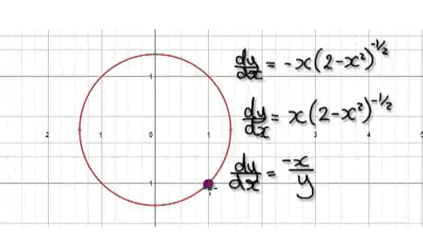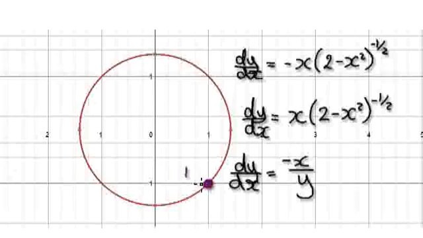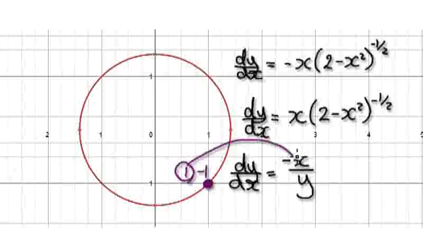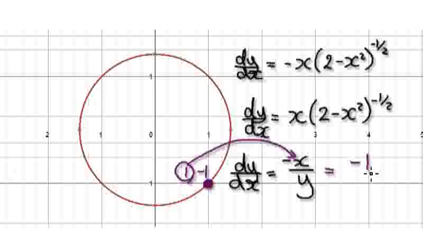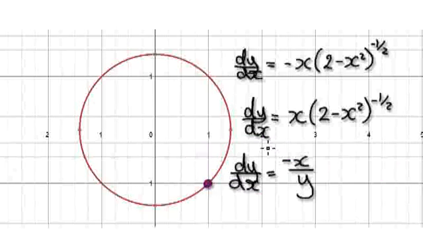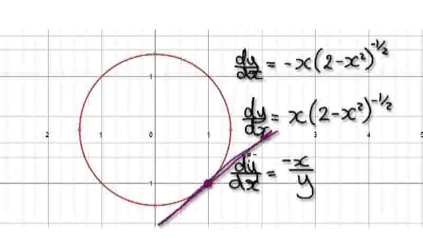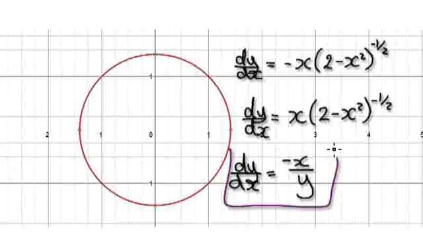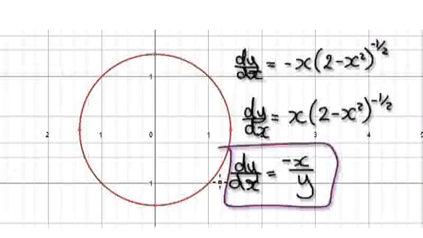If you want to find out the gradient at this point here, the x here is 1, the y here is negative 1. Okay, if you put this into here, that would give you minus 1. Put this into the y here, that would give you minus 1. So minus 1 divided by minus 1 is 1. And if you think about it, at this point here, it's a positive gradient, and it does look like a 1. So once you've got this, you can find out the gradient at any point on that line.